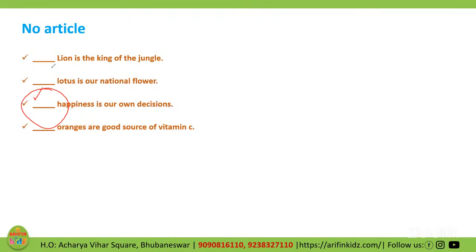Happiness is our own decisions. Similarly, here itself, oranges are a good source of vitamin C. It is a substance noun. We do not require any articles here as well. So there are some nouns where we do not use any articles.